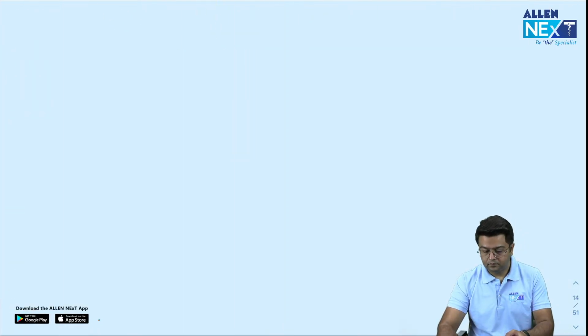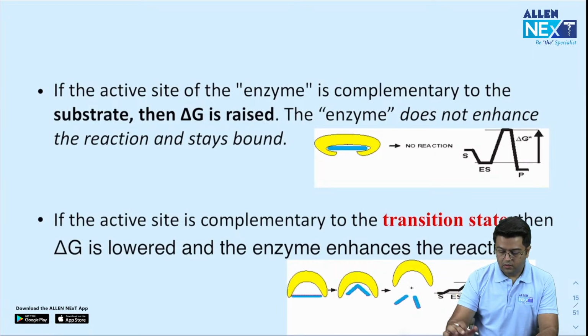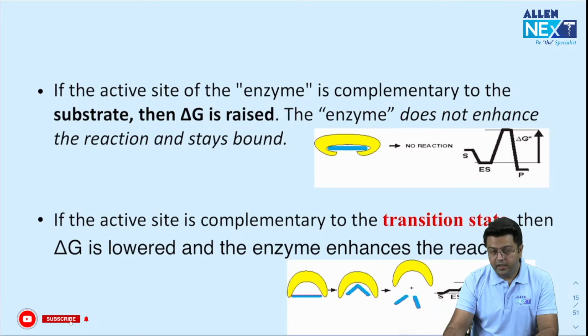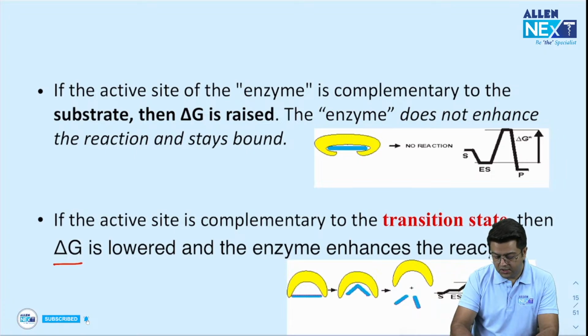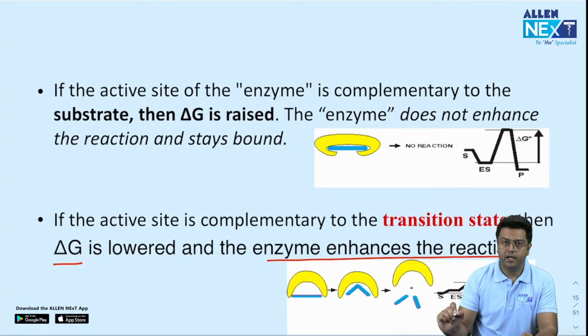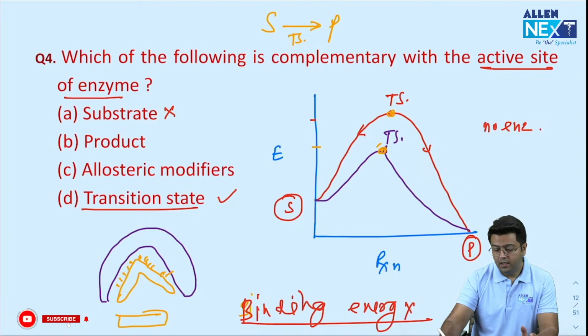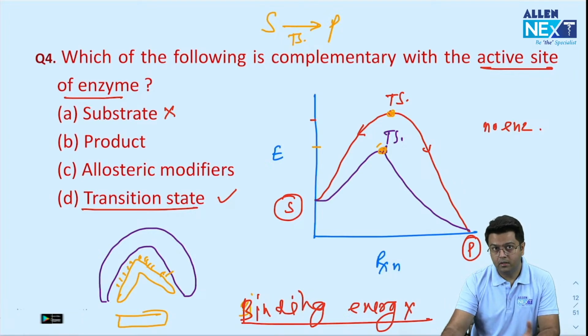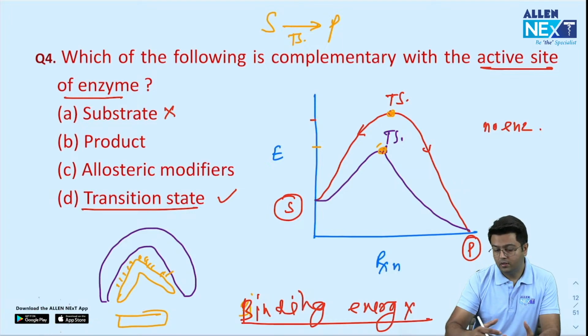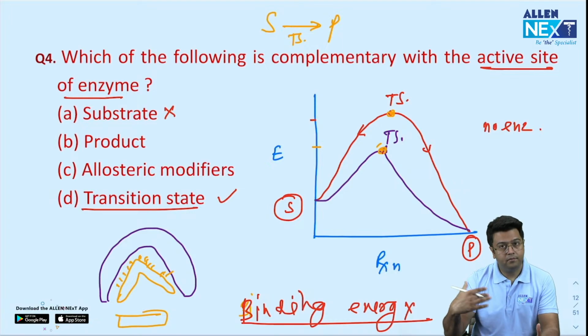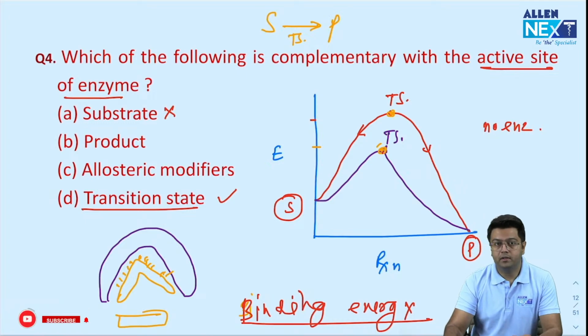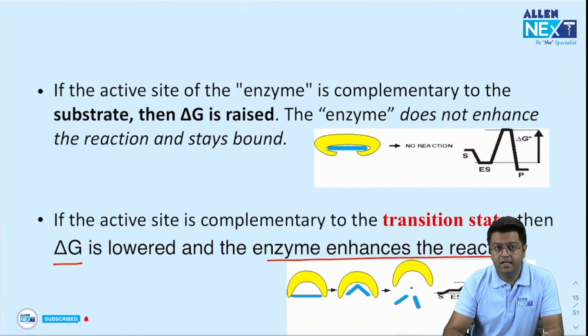Okay guys, fine. So basically what happens if the active site is complementary to the transition state, then delta G, the free energy, is lowered, and the enzyme enhances the rate of reaction. So the rate of reaction will be enhanced, right? Why? Because the transition state has low energy, it will convert into product. That is enhanced. The products will be formed faster. That is the function of the enzyme. Enzymes increase the rate of reaction.